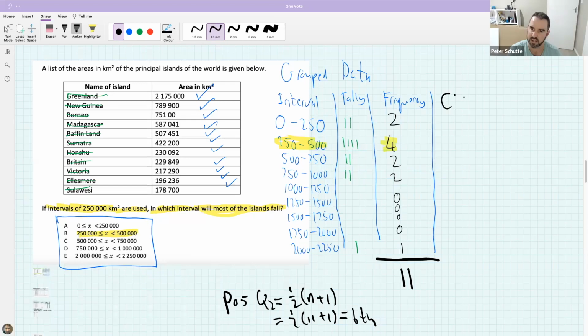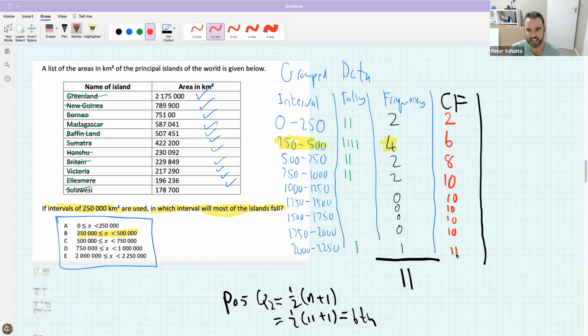Another way of seeing this is to complete a column called the cumulative frequency column. The cumulative frequency column shows you how much you've got so far. So it would be 2, 6, 8, 10, and then it would just stay at 10 because nothing is being added. Then finally 11. And so the median interval would also be between 250 and 500. Give me a thumbs up if you followed how I knew that the median interval was the same as the modal interval.